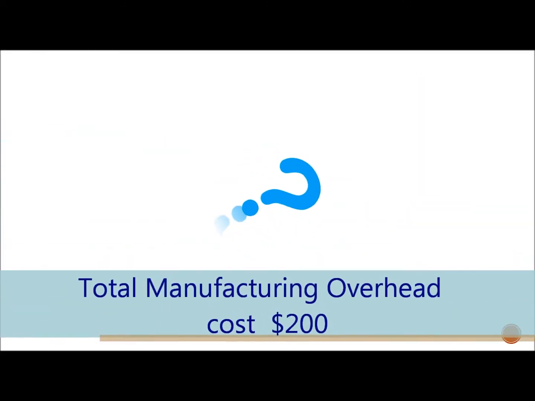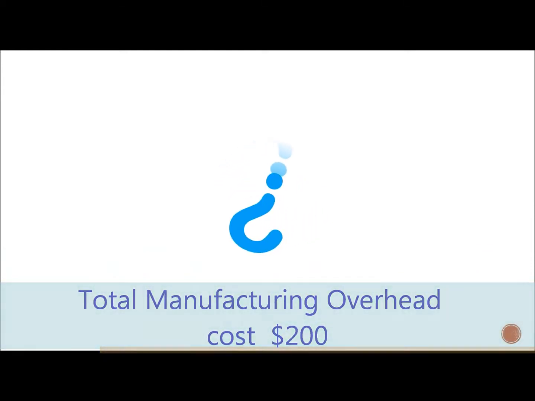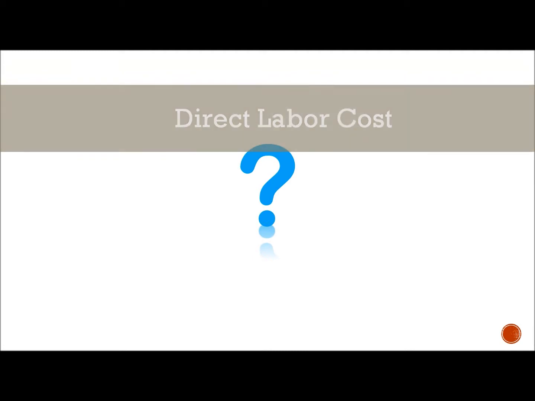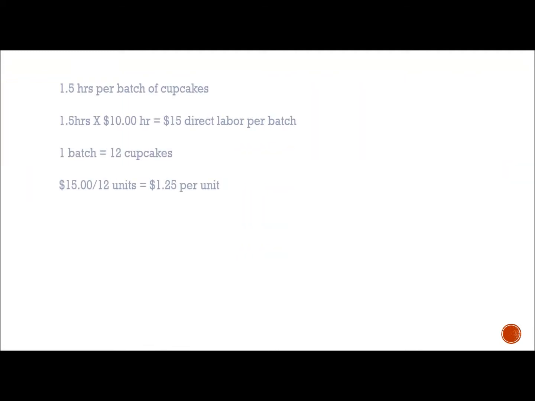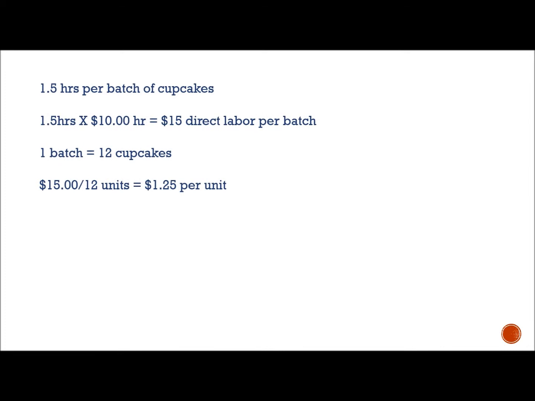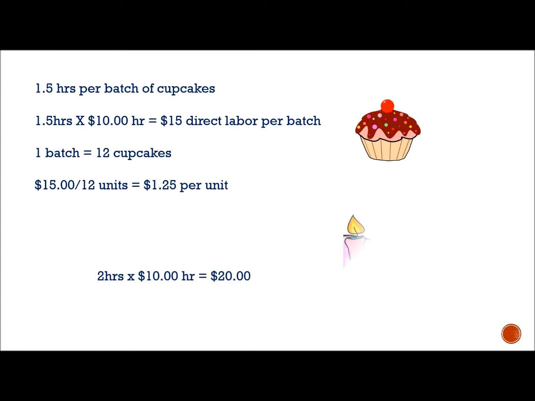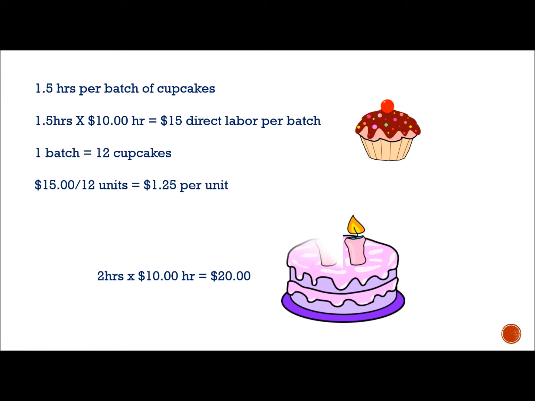But how do we allocate the total manufacturing overhead cost of $200 to each individual unit? The answer is by using direct labor cost as the allocation base. As mentioned before, we know that Sarah spends an hour and 30 minutes finishing a dozen cupcakes, which equals $1.25 per cupcake in direct labor costs, while the labor cost of a birthday cake is $20. This is 2 hours of direct labor times $10 per hour.